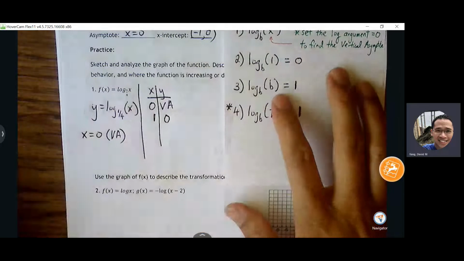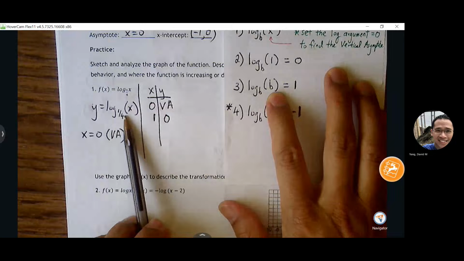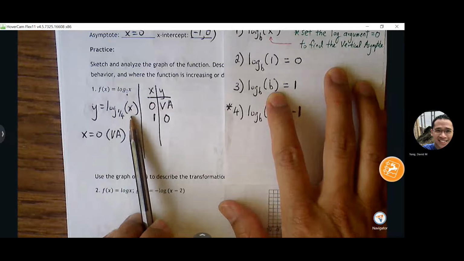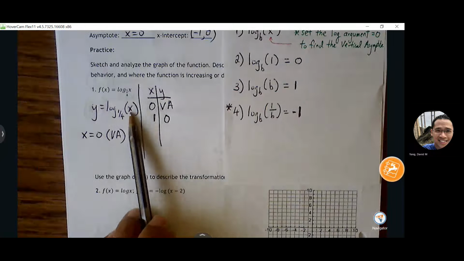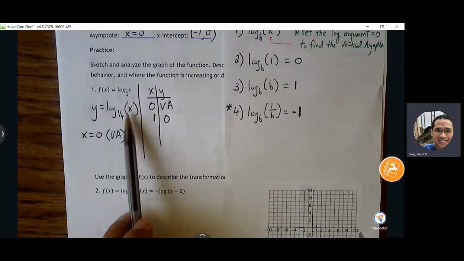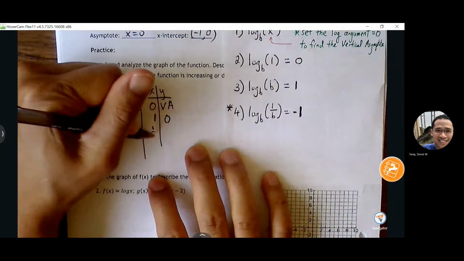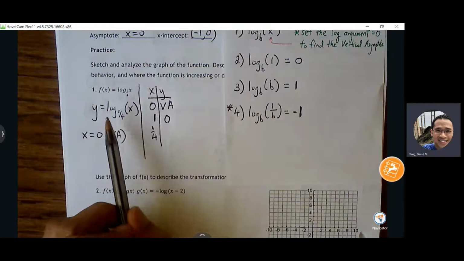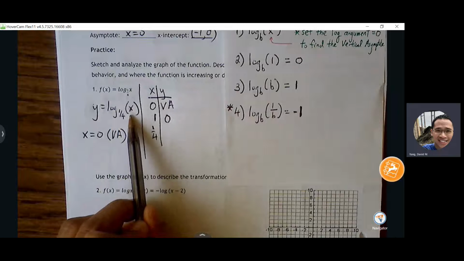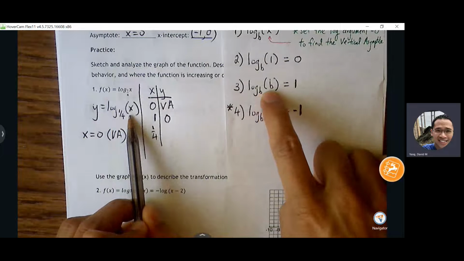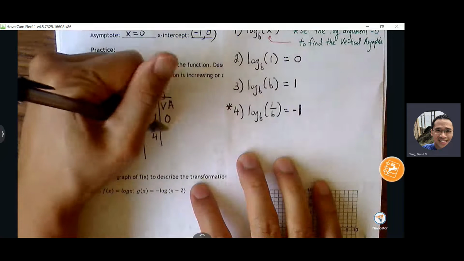What can I do to make this third property work? Use x to be what? What x value can I choose that will make the base and this value match? 4. And what's log base 1/4 of 1/4? 1, right? As long as the base and the value match, that's always equal to 1.